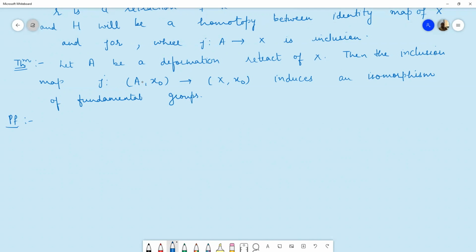Because of the definition, this is quite obvious, because if A is a deformation retract, then we have this capital H mapping from X cross I to X such that H(x,0) is x, and H(x,1) belongs to A for every x in X, and H(a,t) is a for every a in A and for every t in I. And we have to prove that J star is an isomorphism.